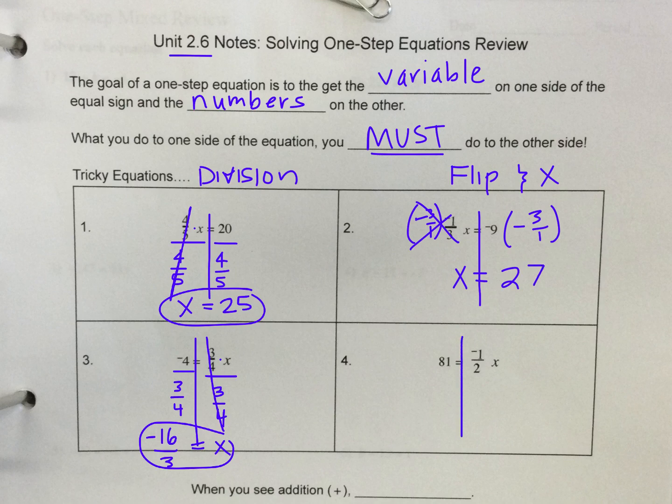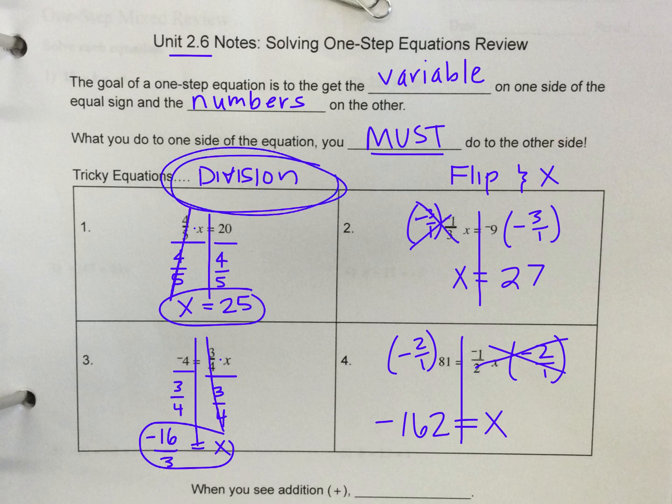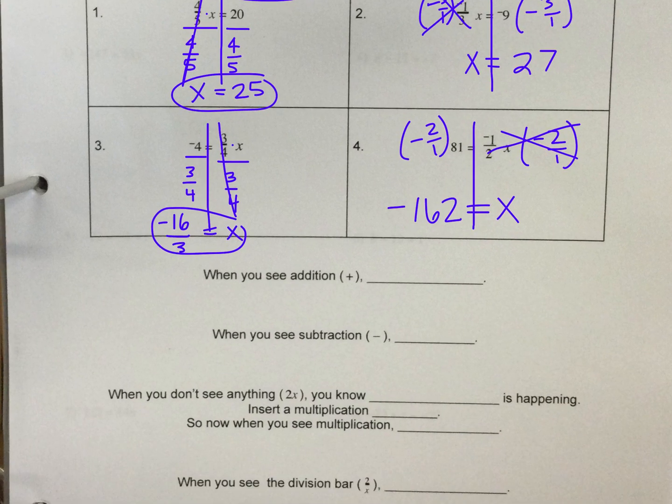We'll do the same thing here. Want the x to be alone. If I multiply by the opposite, it'd be -2/1. That cancels out. I'm left with the x on the right. -2/1 times 81 gives me -162. So either way, whether you prefer just to divide or flip and multiply, it doesn't matter. You'll get the same answer, whichever one you're more comfortable with.